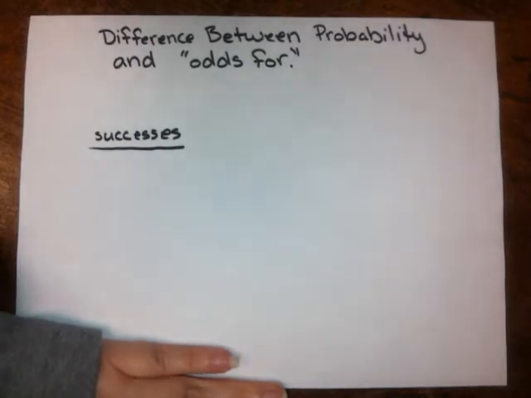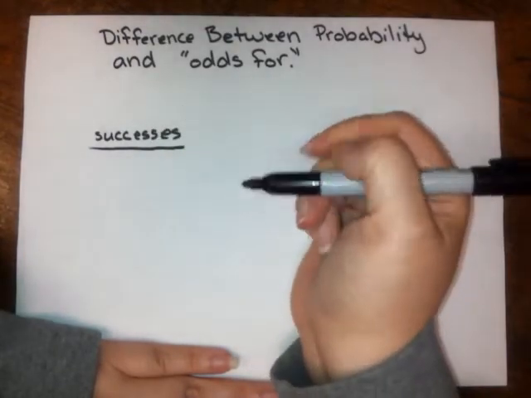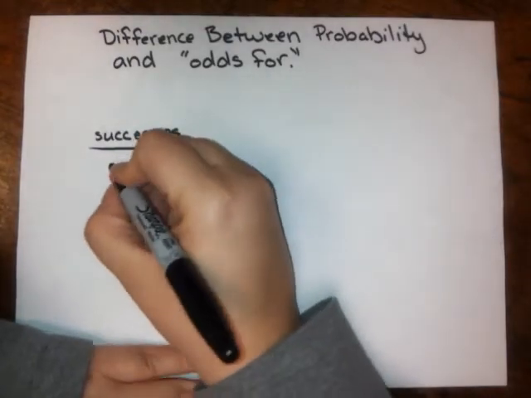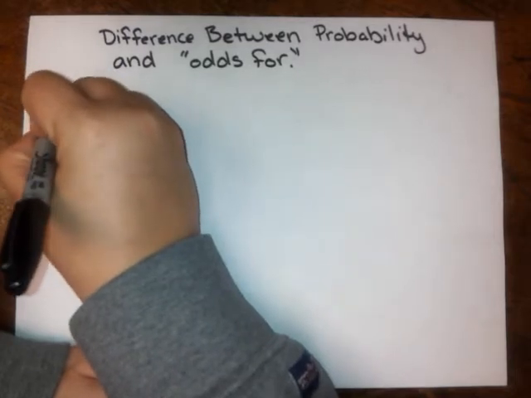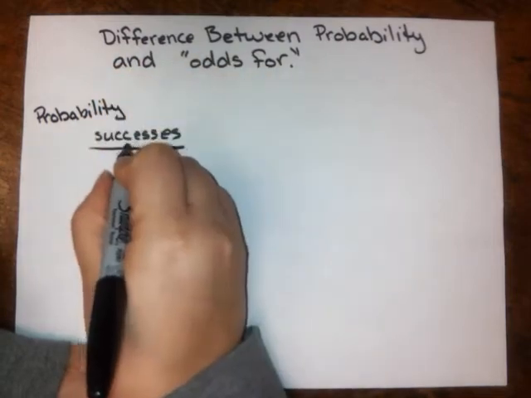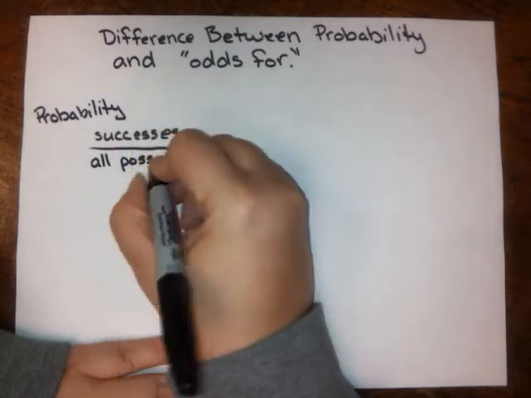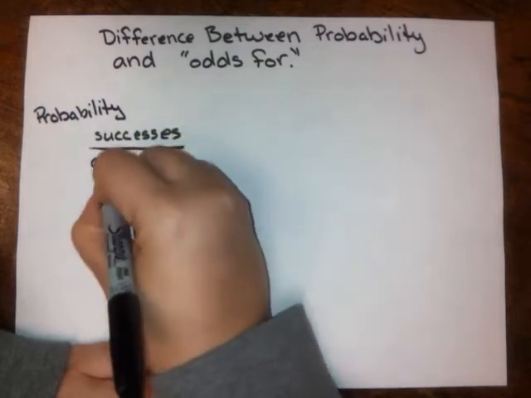So if I'm drawing one card out of a deck and I want to find out the probability of drawing a 4 of diamonds, there's only one 4 of diamonds in the deck, so that's only one possible success, so I would have a 1 in my numerator. The denominator in probability, and I should probably write probability here, probability has success in the numerator, and the denominator is all possible outcomes.